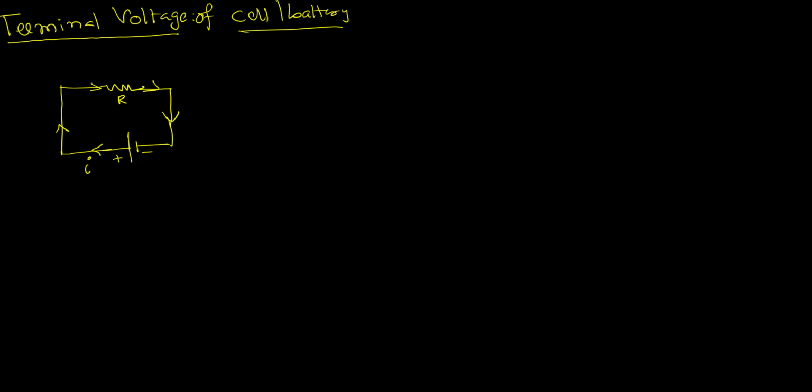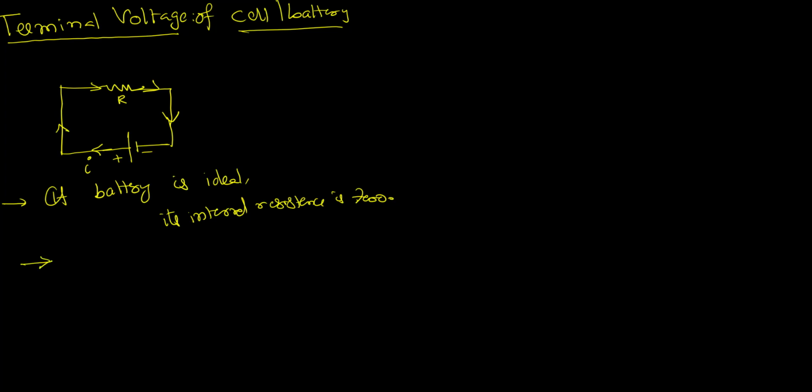As we have discussed in the earlier video, if the battery is ideal, its internal resistance is equal to 0. There is no opposition. In that case, the potential drop across the external resistance is equal to the EMF of that battery itself. But batteries are not ideal in general, so they have some internal resistance. Let it have an internal resistance small r.